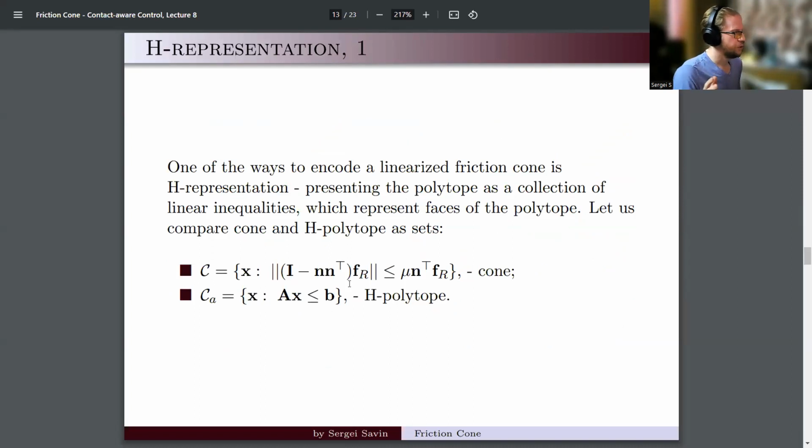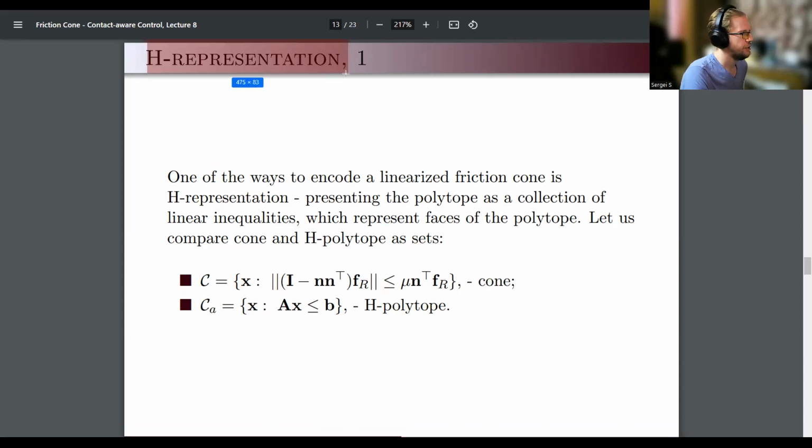Now, how do we do it? Well, let's consider one way, and that is by using H representation. H representation is a half space representation. You probably remember it. Basically, we represent a polytope as a collection of linear inequalities. Each inequality represents a face of a polytope in the simplest case, right? It represents the face of a polytope.